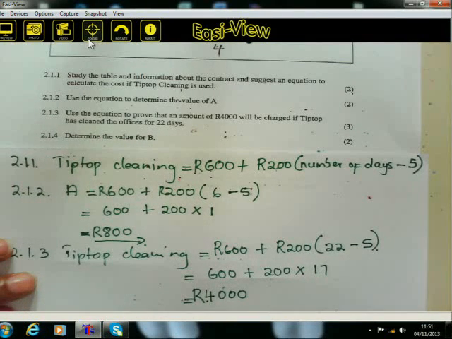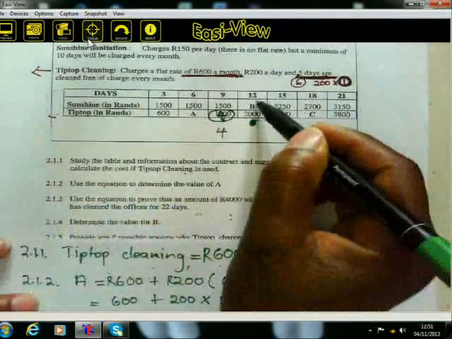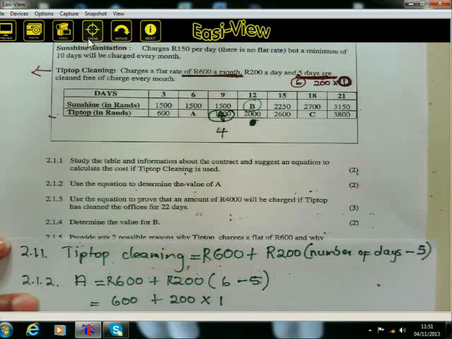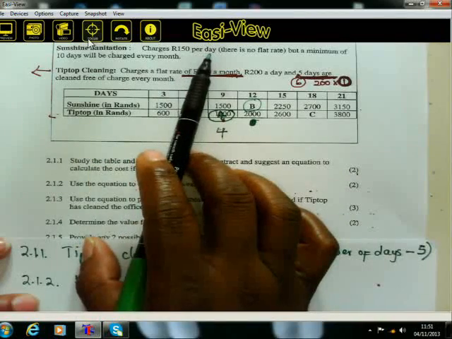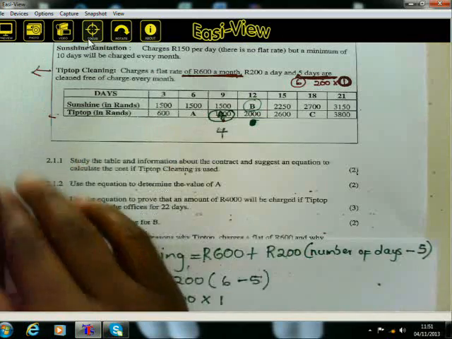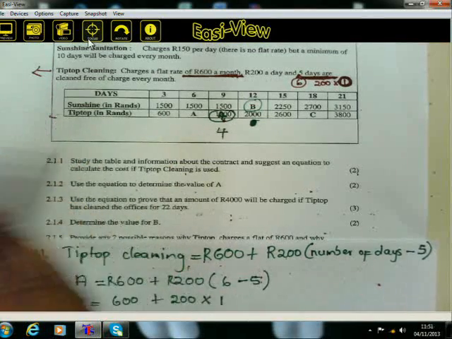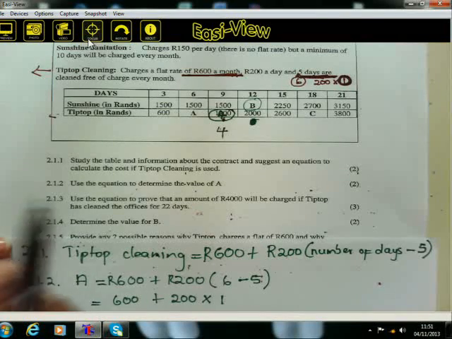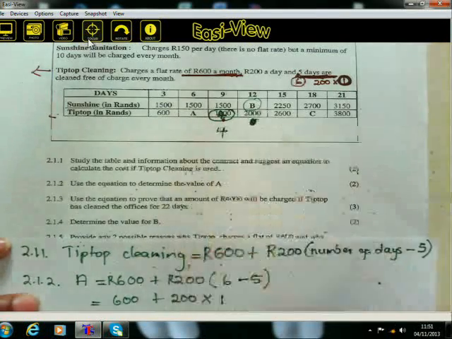And then 2.1.4, determine the value of B. What the value of B? Go back to the information given to you. There is your B. B is for sunshine sanitation. Remember, they said they charge 150 per day, but a minimum of 10 days will be charged every month, which means even if they come and clean for 9 days, they will be charged as if they have the services was done for 10 days. So this one is 12.